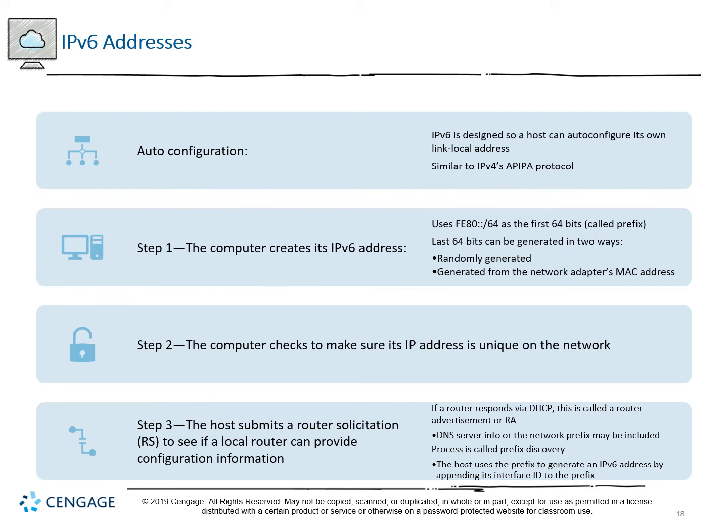Now, IPv6 goes through a process for auto-configuration. IPv6 is designed so that we can auto-configure our own link local addresses, similar to the APIPA protocol. The address is created by using the FE80 prefix, and the last 64 bits can be either randomly generated or generated from the MAC address of the network adapter.